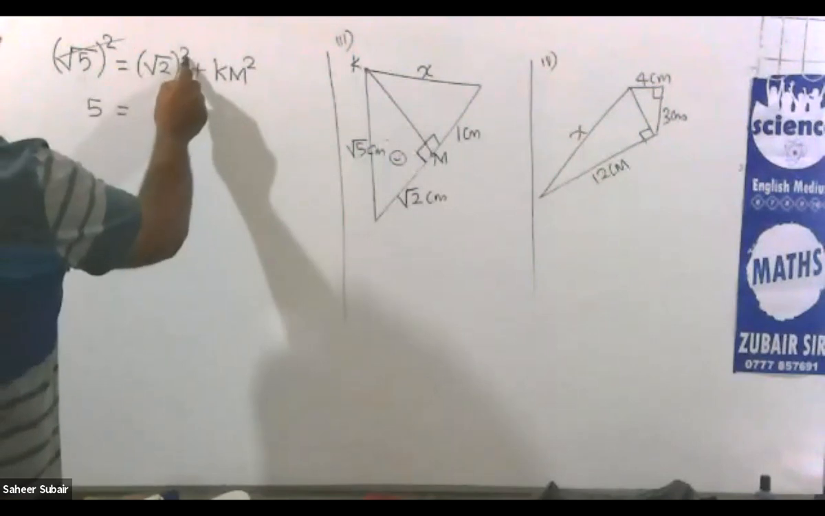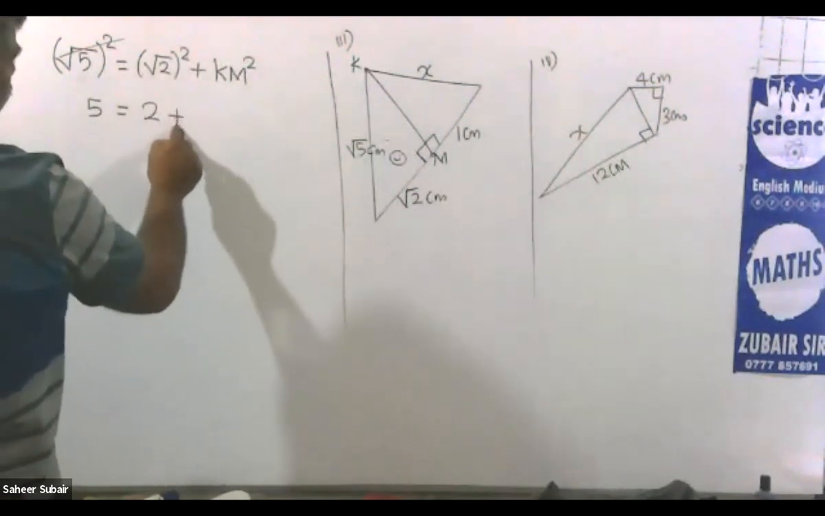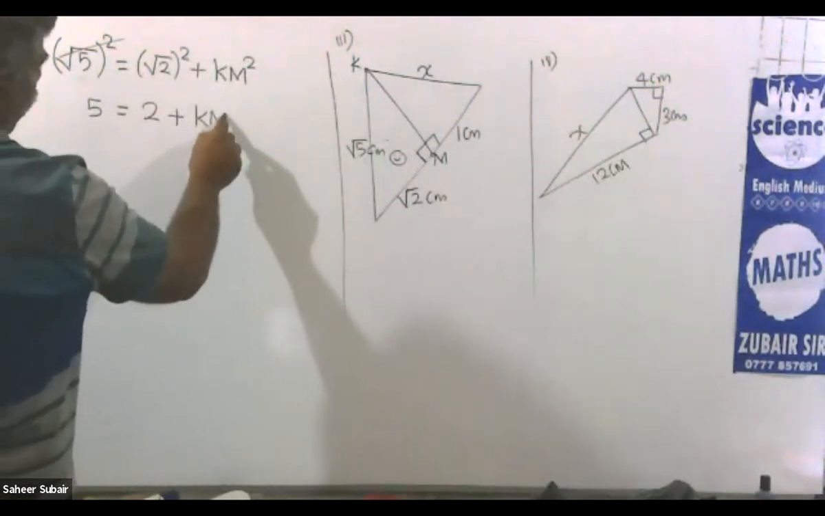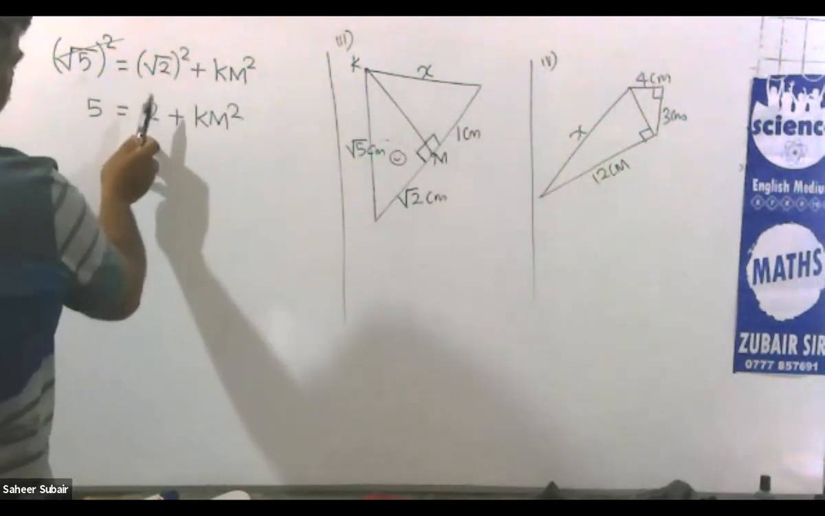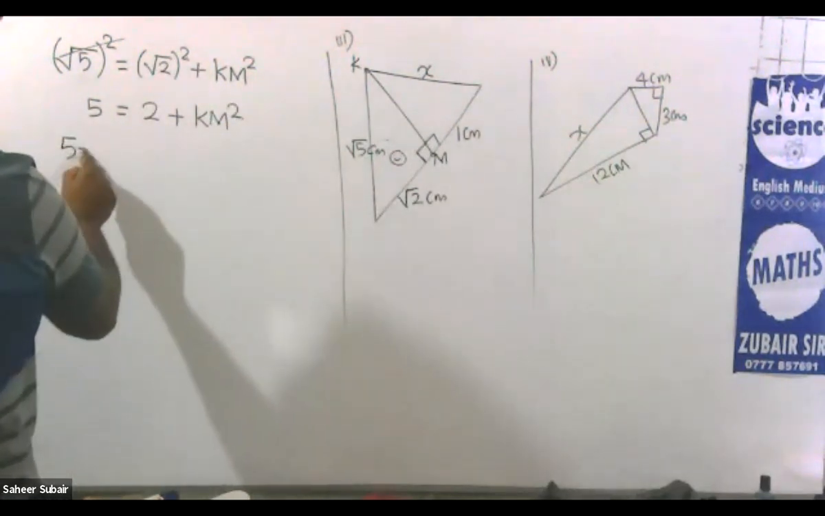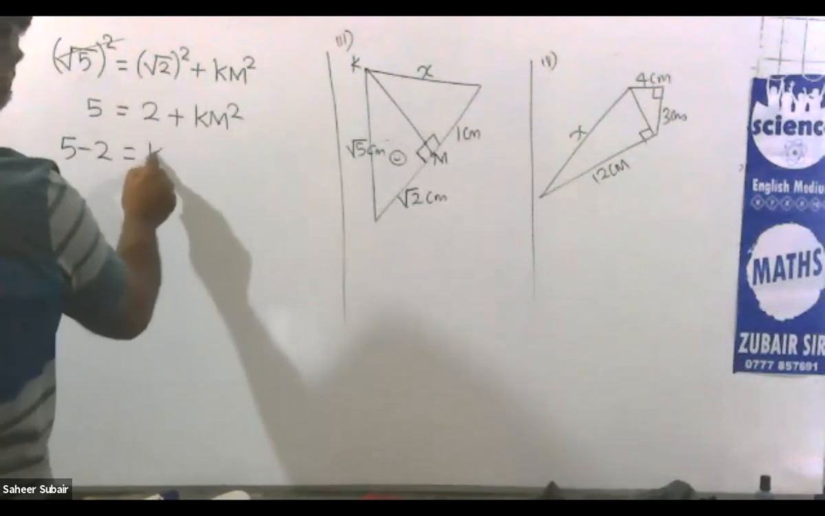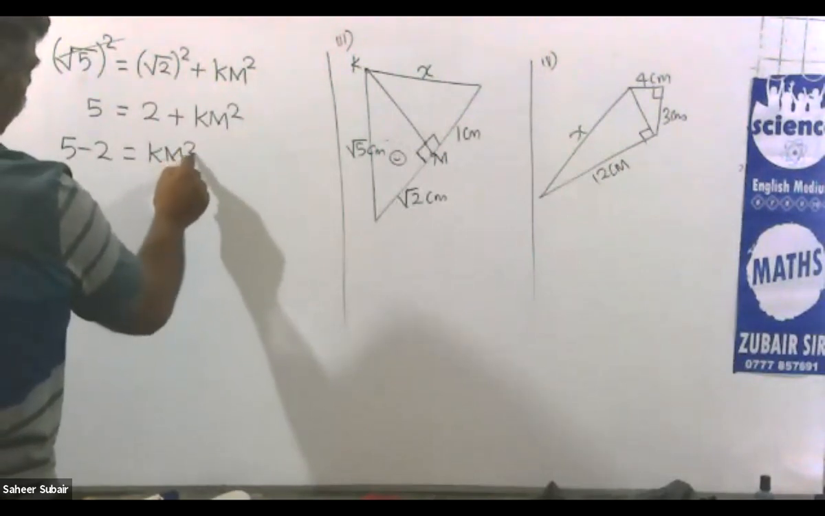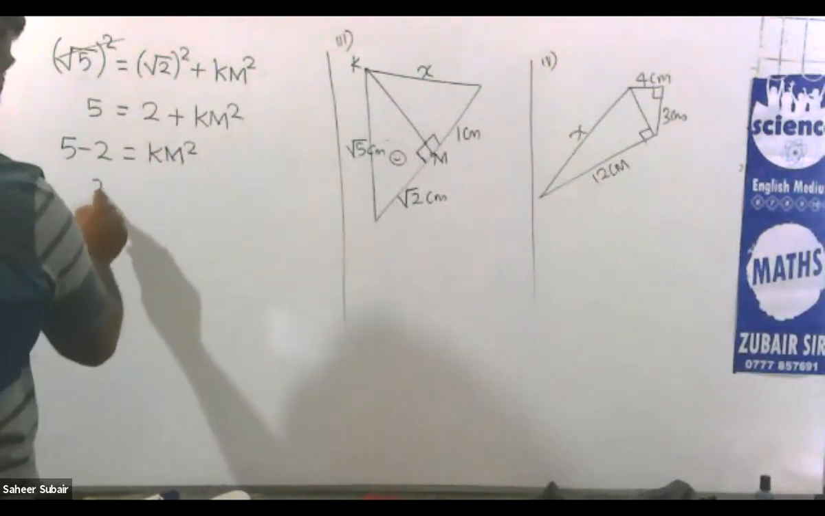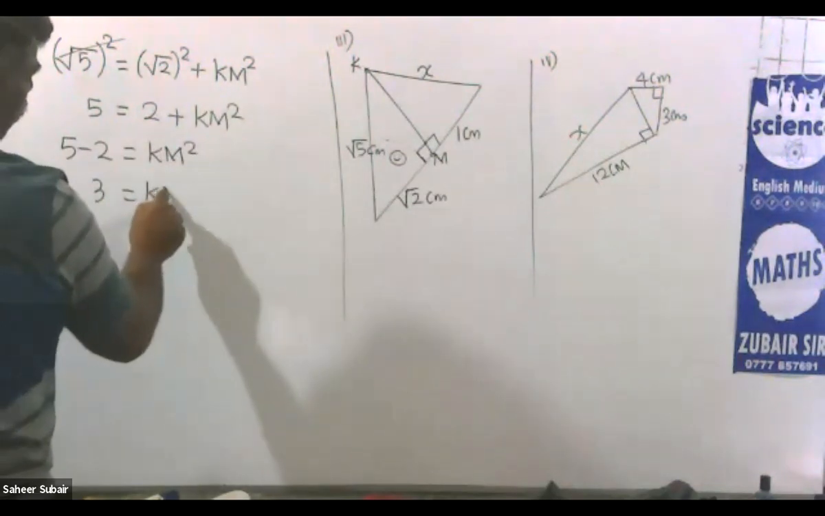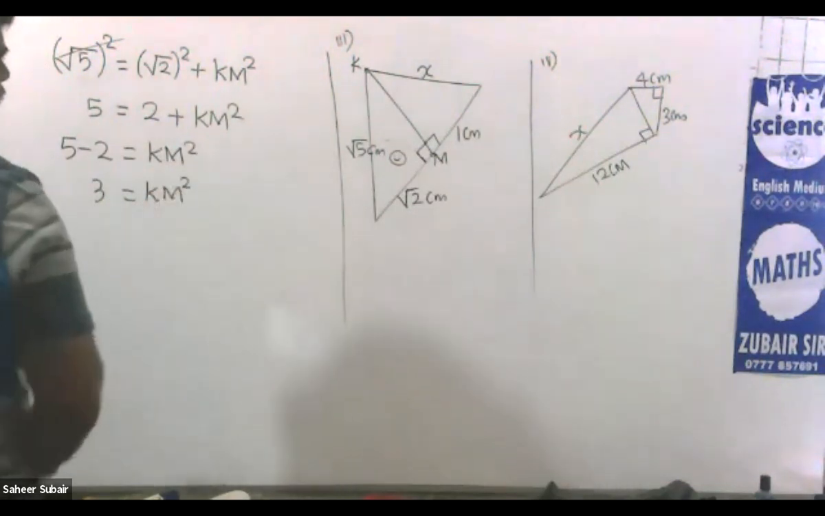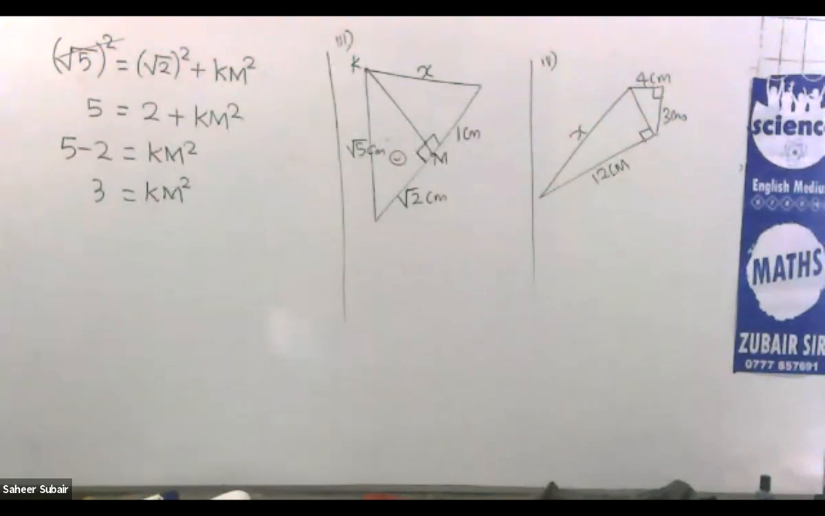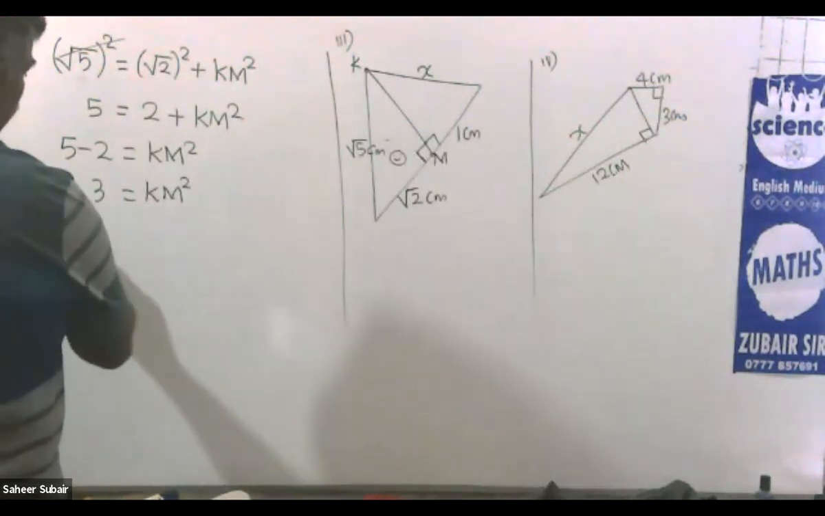Then here the square root and square get cancelled, then 2 remains. Km squared. So when you take this 2 to this side, 5 minus 2 equals km squared. Then 5 minus 2 means 3 equals km squared. So km squared is equal to 3. Right? We don't need to find the km.